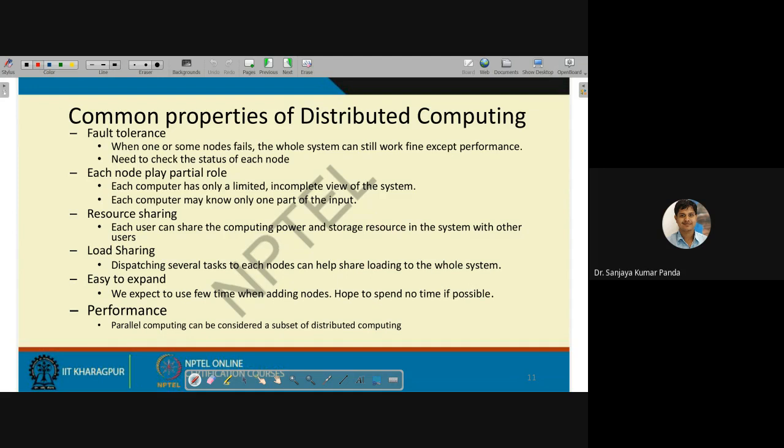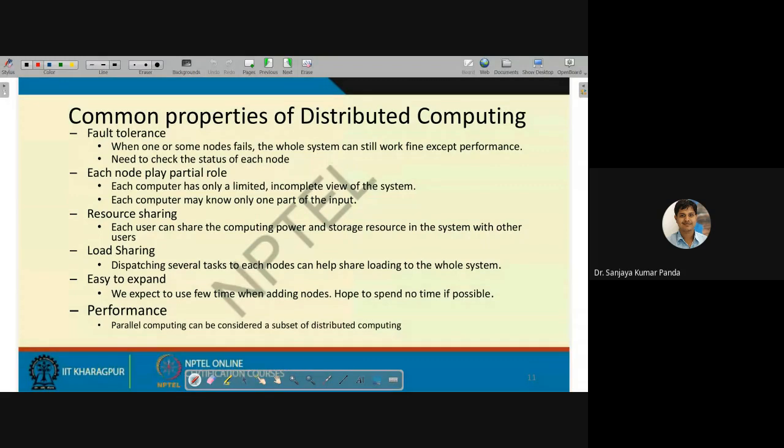Come to the second property: each node plays a partial role. Like I told you, the addition of 1 to 100 is divided into 10 different parts. You assign each and every part to one computer system, so they play a partial role. They execute them and return the result to the server, if it is a client-server mechanism. Or if it is a peer-to-peer system, where each and every node has the same power, then once they are computing, one node has to consolidate everything.